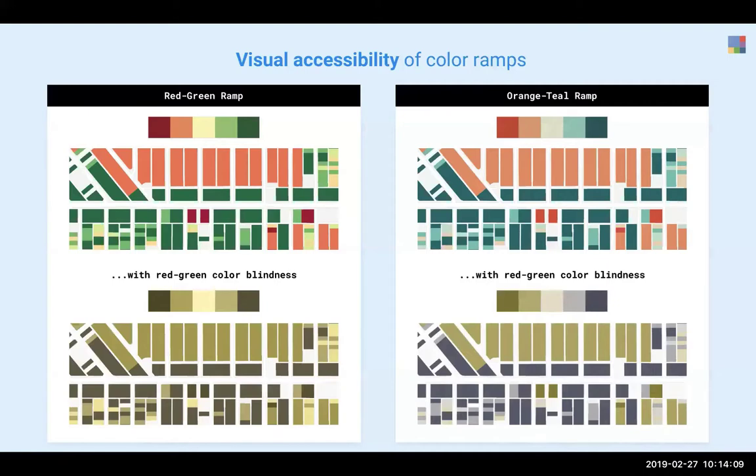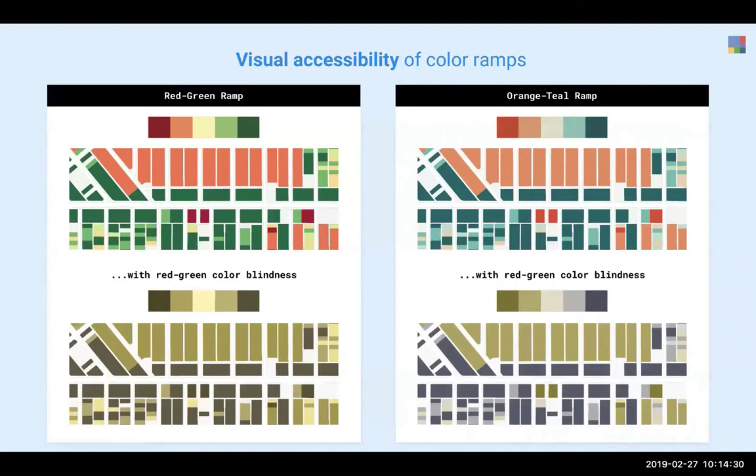You'll notice that the ends of the red-green ramp on the left look really similar to someone with red-green color blindness. They both go to kind of a darker brownish yellow hue. But the orange and teal ends of our ramp on the top right still appear as 2 distinct hues on the bottom right, going from more of a yellowish brown to a gray color.